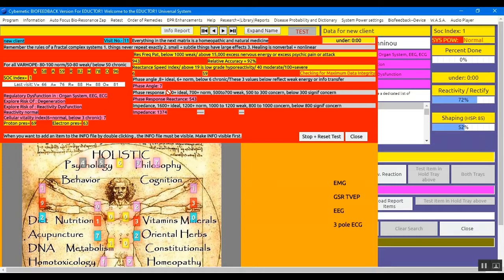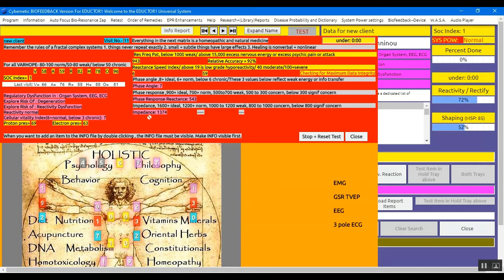Phase response. This represents the ability for all the systems of the body to work together as an orchestra. 900 plus is ideal, 700 is normal, and below 300 is of concern. Here we have 543, which means it is weak. It means the organs are weakly coordinating together. It could be from fatigue. We have to look at a combination of other numbers too to see what is going on here and why the orchestra is not working so well.